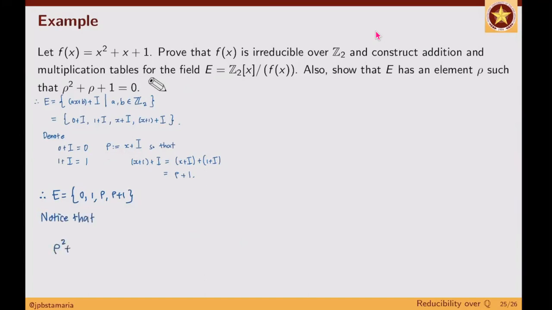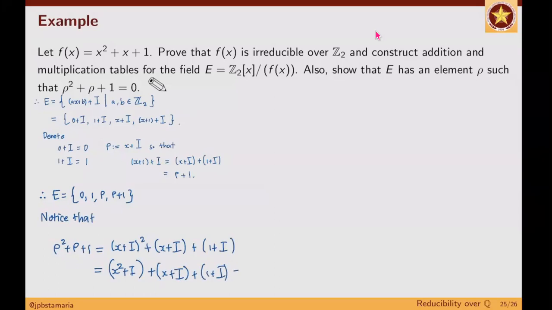The rho squared plus rho plus 1 actually is (x plus I) squared plus (x plus I) plus (1 plus I). That is really its meaning. When you simplify this using coset operations, it becomes x squared plus I, plus x plus I, plus 1 plus I. How do we add cosets? We do it representative-wise. So it becomes x squared plus x plus 1 plus I.